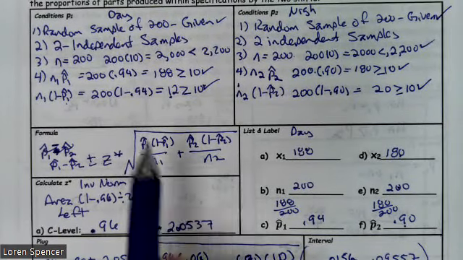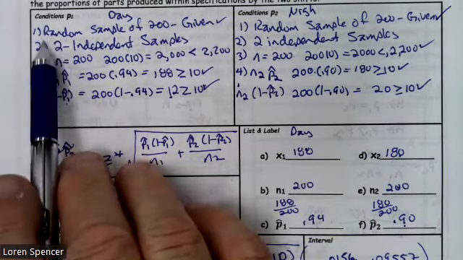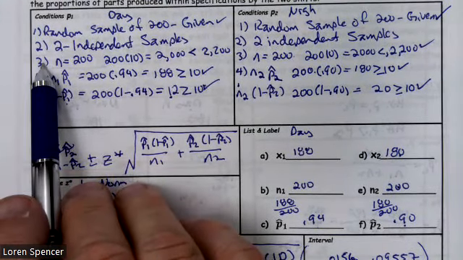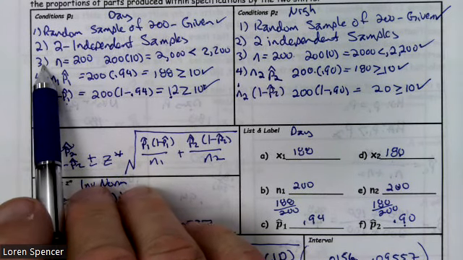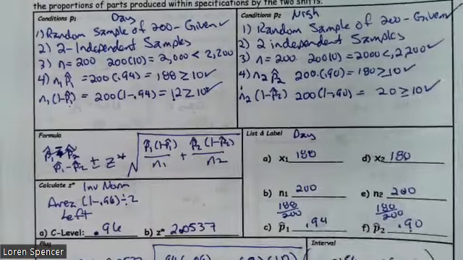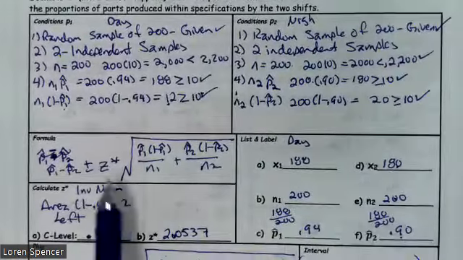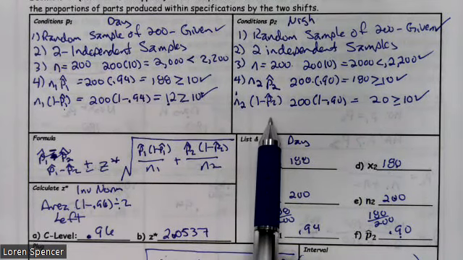All right, so please note, there's a big thing that I really want you to get, as 1, 2, and 3 have the same conditions as the hypothesis test, but number 4 is different. The hypothesis test has p hat c, and the confidence interval has p hat 1 and p hat 2.